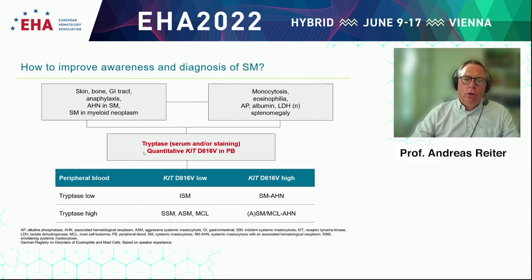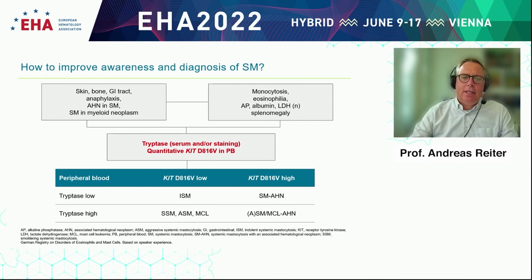So what you should do is that in every patient with a suspicious presentation, like anaphylaxis or like monocytosis or eosinophilia, particularly the combination of monocytosis and eosinophilia or elevated alkaline phosphatase, perform a serum tryptase. It is about 20 to 30 euro per individual patient, and obviously much cheaper than genetic testing. But if the tryptase is elevated, you should definitely also perform a KIT D816V mutation analysis.